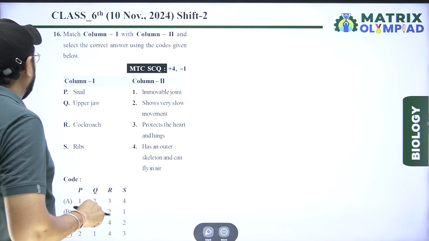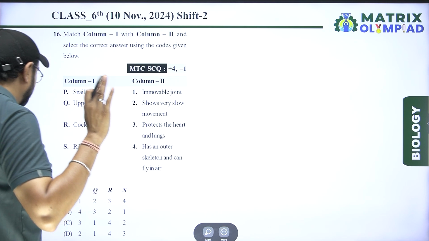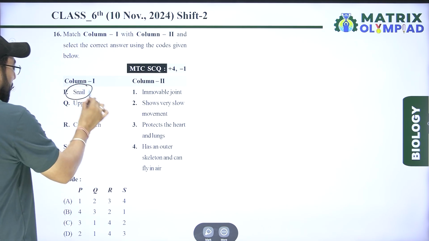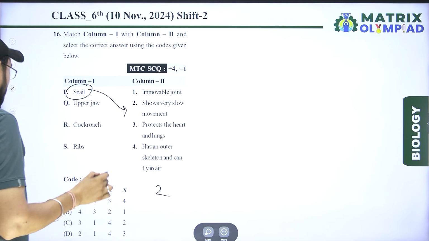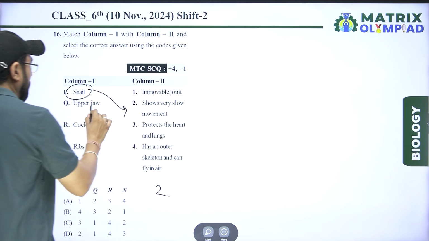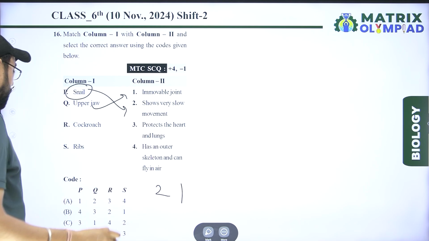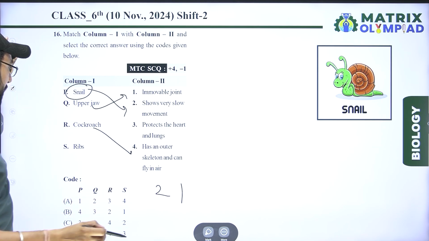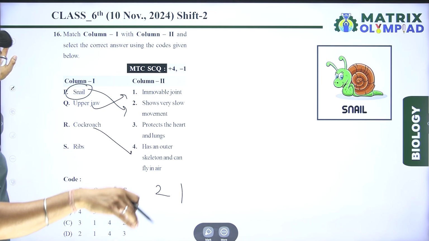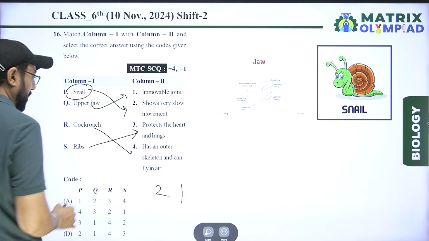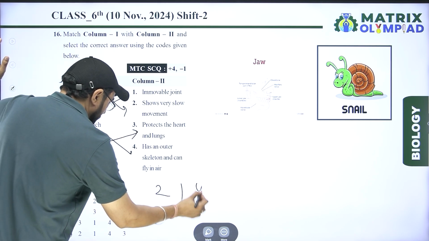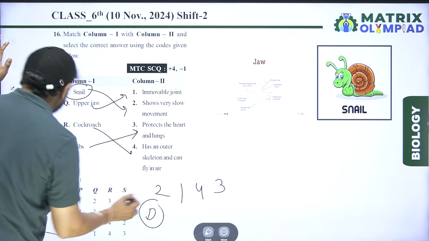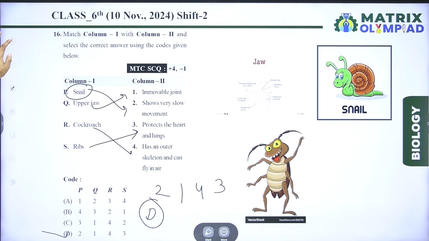Next. Match column first and second. Snail relates to slow movement, and upper jaw immovable. Cockroach relates to has outer skeleton and fly in air, and rib protects heart. So 2, 1, 4, 3 relates to option D. Option D is correct for this question.